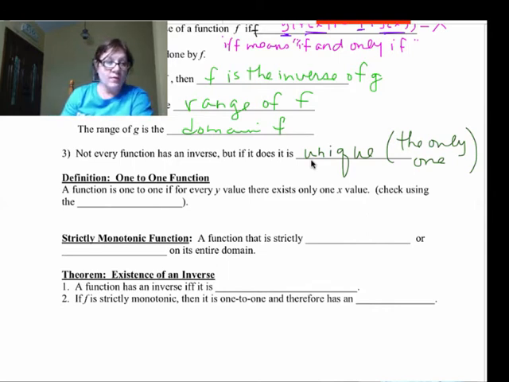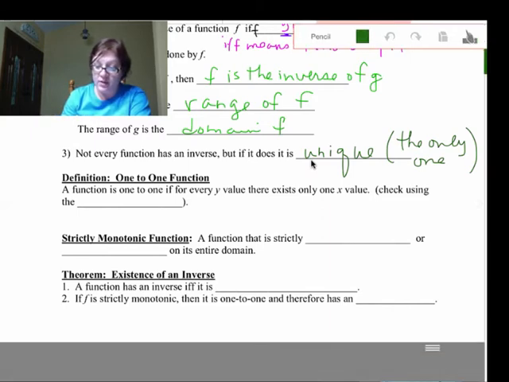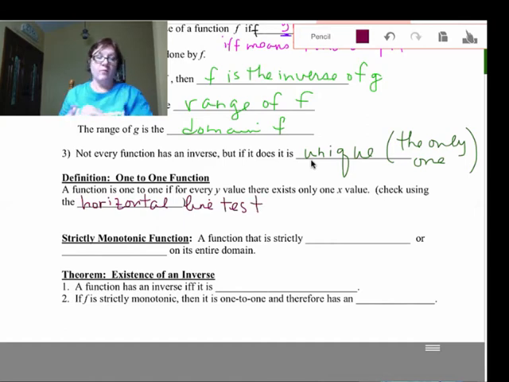And then, of course, for a function to be one-to-one, it now has to pass the horizontal line test. So if it's a function, it passes the vertical line test. If it's a one-to-one function, it'll pass the horizontal line test as well. That way, each x has a unique y, and each y has a unique x.